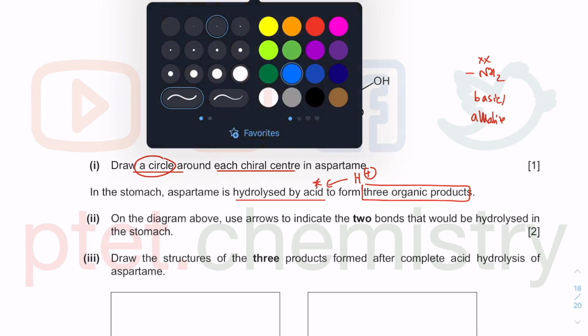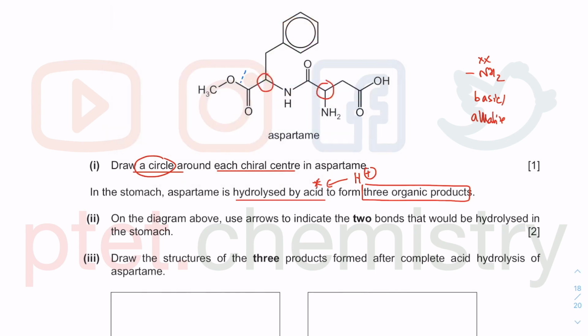So if I have to break the ester bond, this is the ester bond that I'm breaking. They say use arrows to indicate the 2 bonds. So they don't want dashes. I have to follow the question. Use arrows to indicate the 2 bonds that would be hydrolyzed. The first one is the ester bond. So here, this is the arrow. This is part 2.